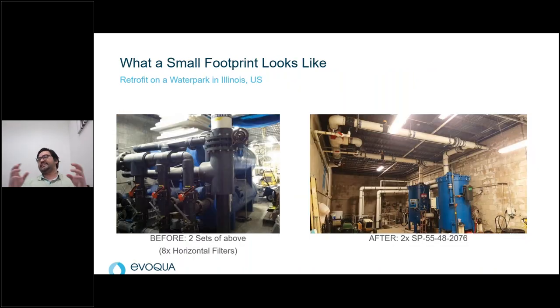Okay, what is the space saving that Defender can provide? As I mentioned just now, Defender can save up to 75% of space footprint. This is one of the retrofit projects that we have done for a water park in US. You can see on the left, the system had two sets of those 4 units of horizontal stack sand filters, which we replaced with only 2 units of our largest Defender filter.